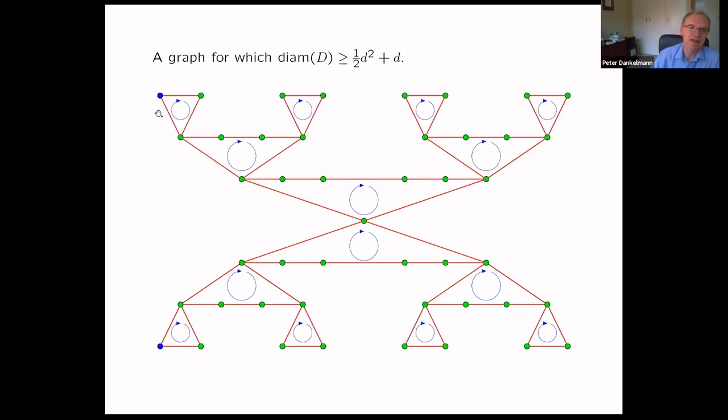But then all of a sudden, the distance from the blue vertex here in the top left to the blue vertex in the bottom left goes up, because the shortest path will have to first go through the first little triangle, then go through the bigger triangle, then through the biggest triangle, then continue through the biggest triangle, go through the smaller triangle, and it has to cover a lot more vertices. So this very nice example shows that d squared is about the right order of magnitude.